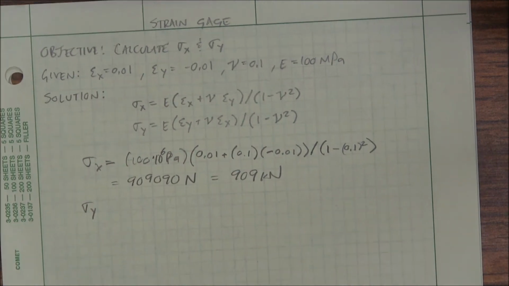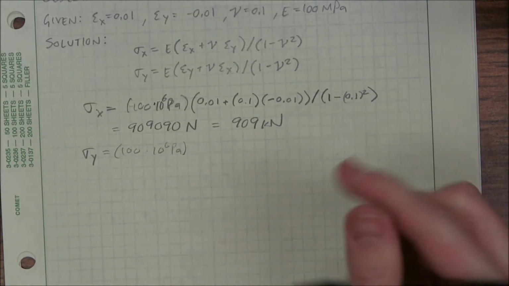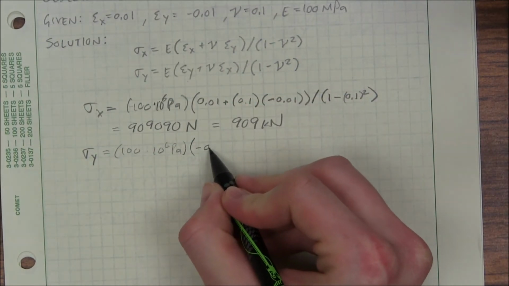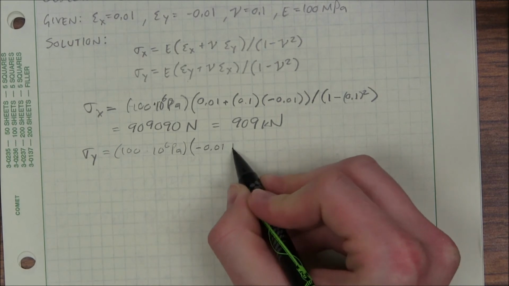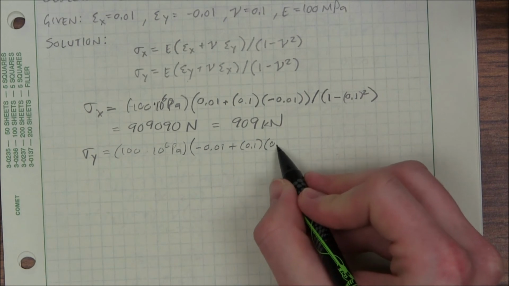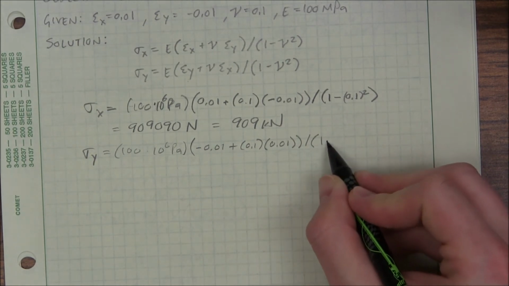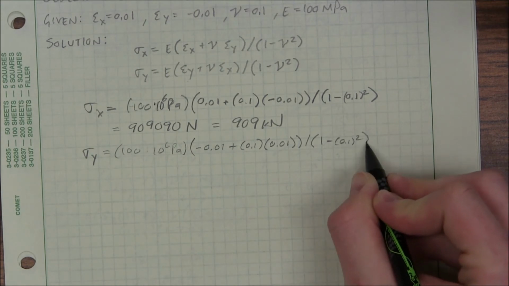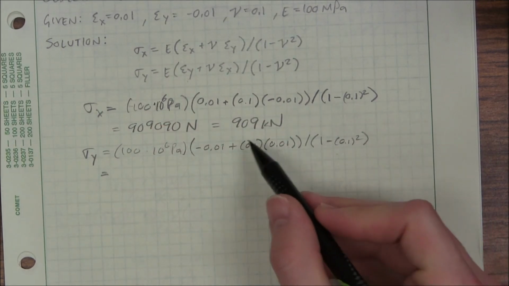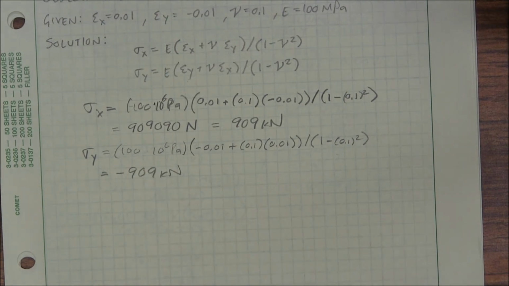Let's see what happens with our sigma y. We have the same E. Now we have our sigma y where our sigma x was, so it's negative 0.01 plus our Poisson's ratio times epsilon x. And our denominator is still the same. So I'll make those changes in my calculator, and it comes out to be the negative of exactly what we had for sigma x.